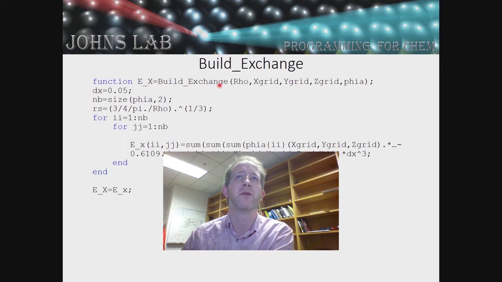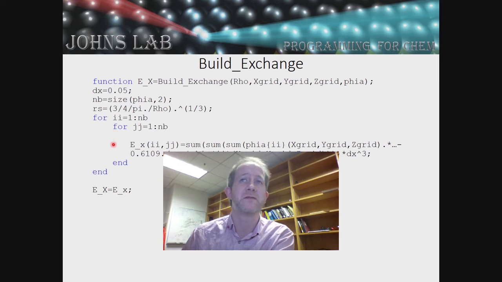So remember, we're going to take our density input, our grid, and our basis functions. Our spacing on the grid is 0.05 Bohr. Remember we're going to have this rs. This is the value of the radius of a sphere of density rho, evaluated at each point in space x, y, and z.